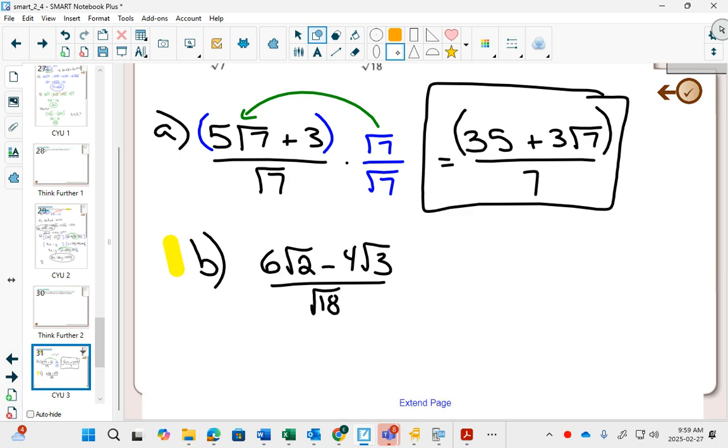I'm going to ask you a misleading question. That doesn't sound very nice of me. What could you multiply by to get rid of the square root of 18? You want to say the square root of 18. Does that not make sense? That to get rid of the square root of 18, you should multiply by the square root of 18.